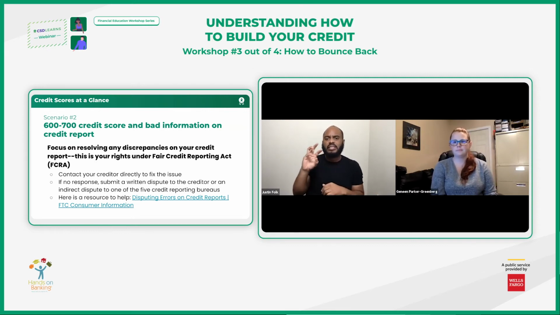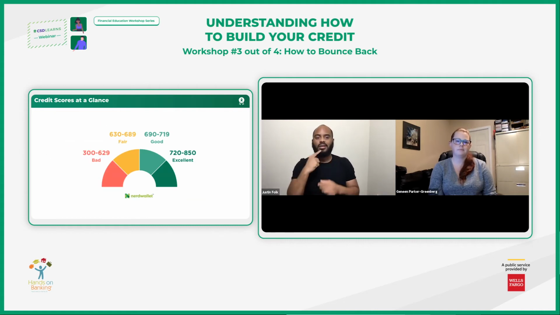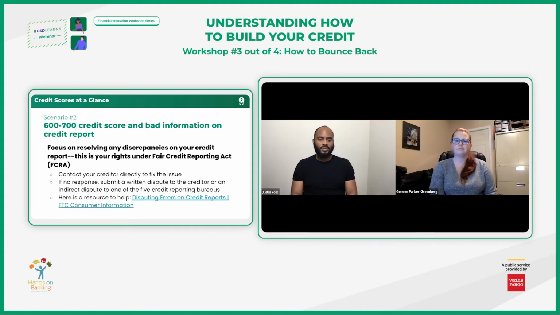Moving on now to scenario two. Again, this could be someone with a 600 to 700 credit score, but with bad information on the credit report. And can we go back on the slides to the picture with the scores? Again, 600 to 700, it's right between fair and good. So just want to remind everybody of that. So let's look at the scenario now, and focus on resolving any inconsistencies on your credit report.